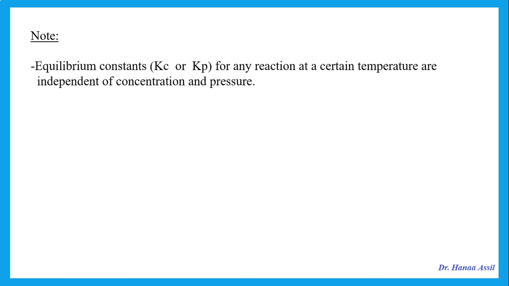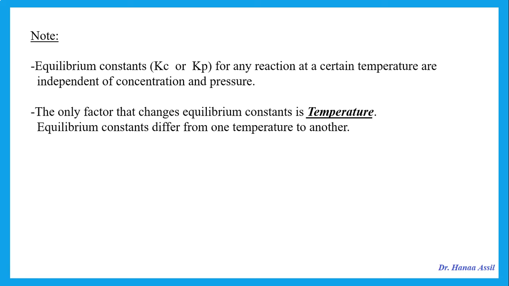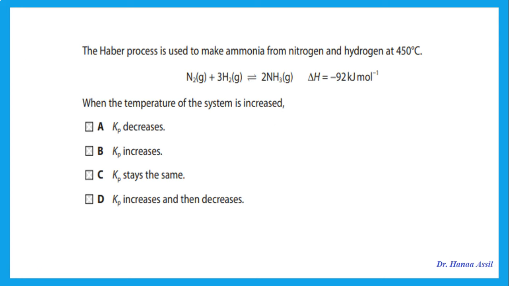Remember that equilibrium constants at a certain temperature are independent of concentration and pressure. The only factor that affects equilibrium constants is temperature. So if we change the temperature, the Kc or the Kp changes. Otherwise, it doesn't. So equilibrium constants would differ from one temperature to another. Remember, catalysts cause equilibrium to be reached more quickly, but they have no effect on the point of equilibrium, and they have no effect on the equilibrium constant.